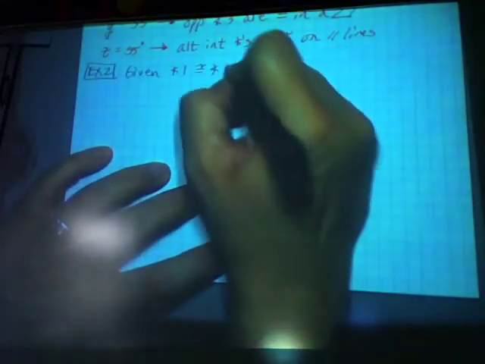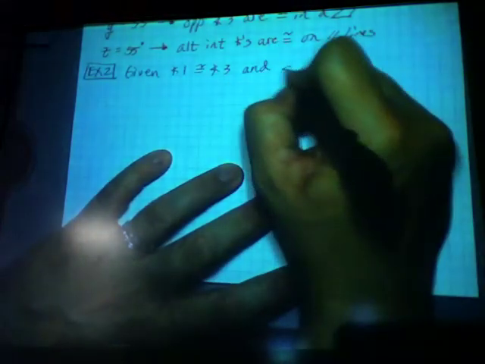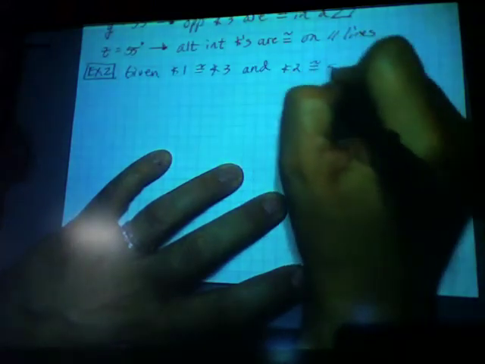And the last one I'm going to give you, you're going to have some kind of mini proofs in this, and it will come back to haunt you on your test. You'll forget about it because it'll be a while since we got to it. You will be given angle 1 is congruent to angle 3, and angle 2 is congruent to angle 4.